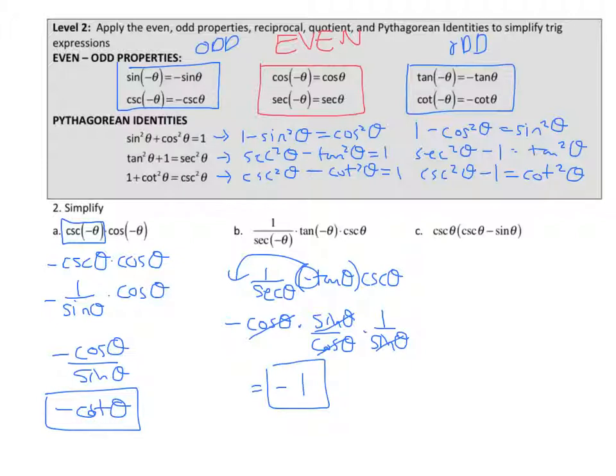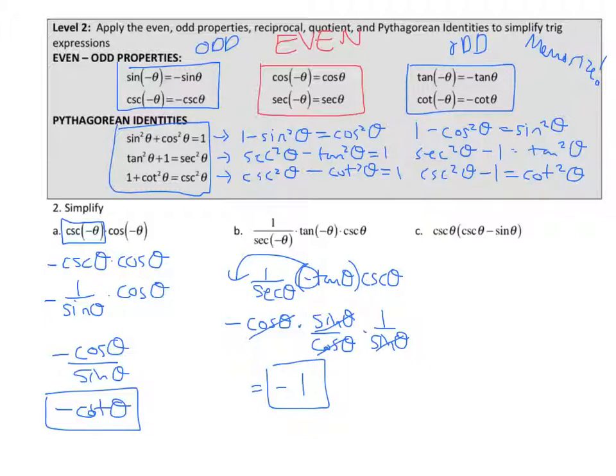And this whole box of identities needs to be memorized. So we really only have to memorize these three Pythagorean identities, but we do need to recognize that they can be manipulated and they can show up in different forms.